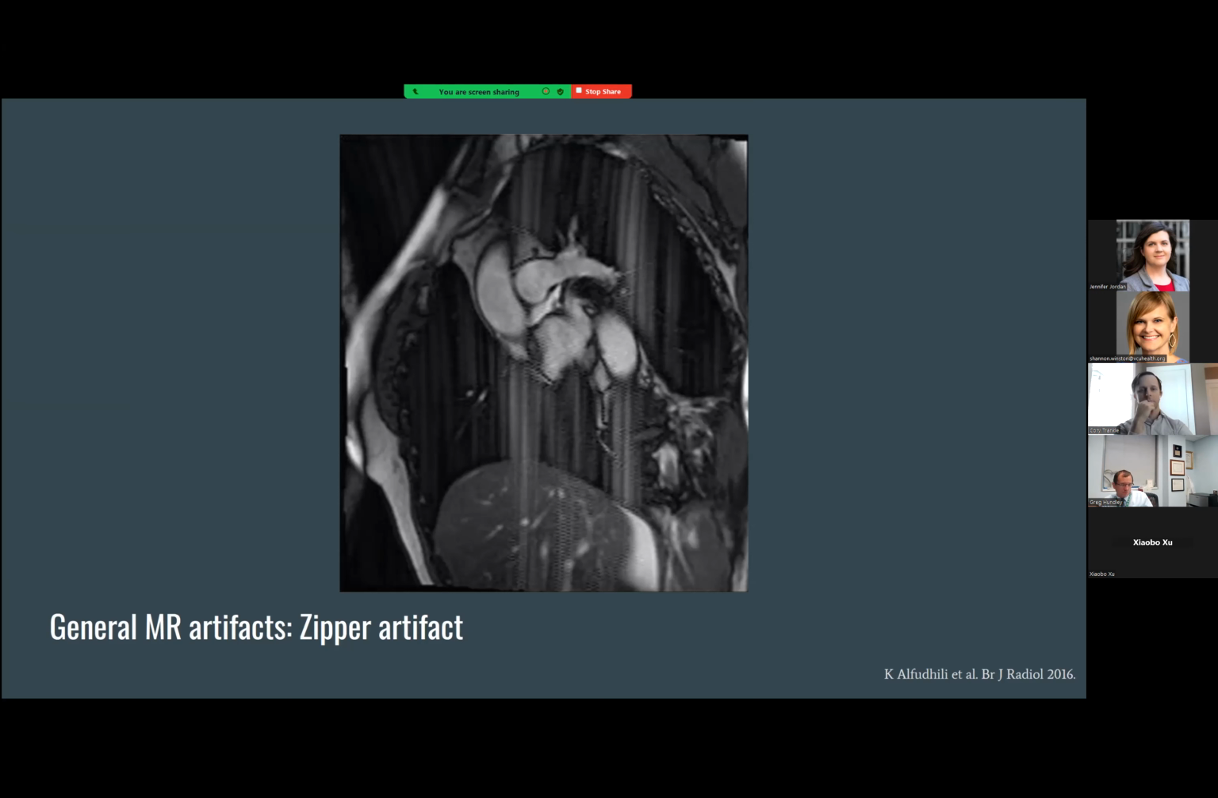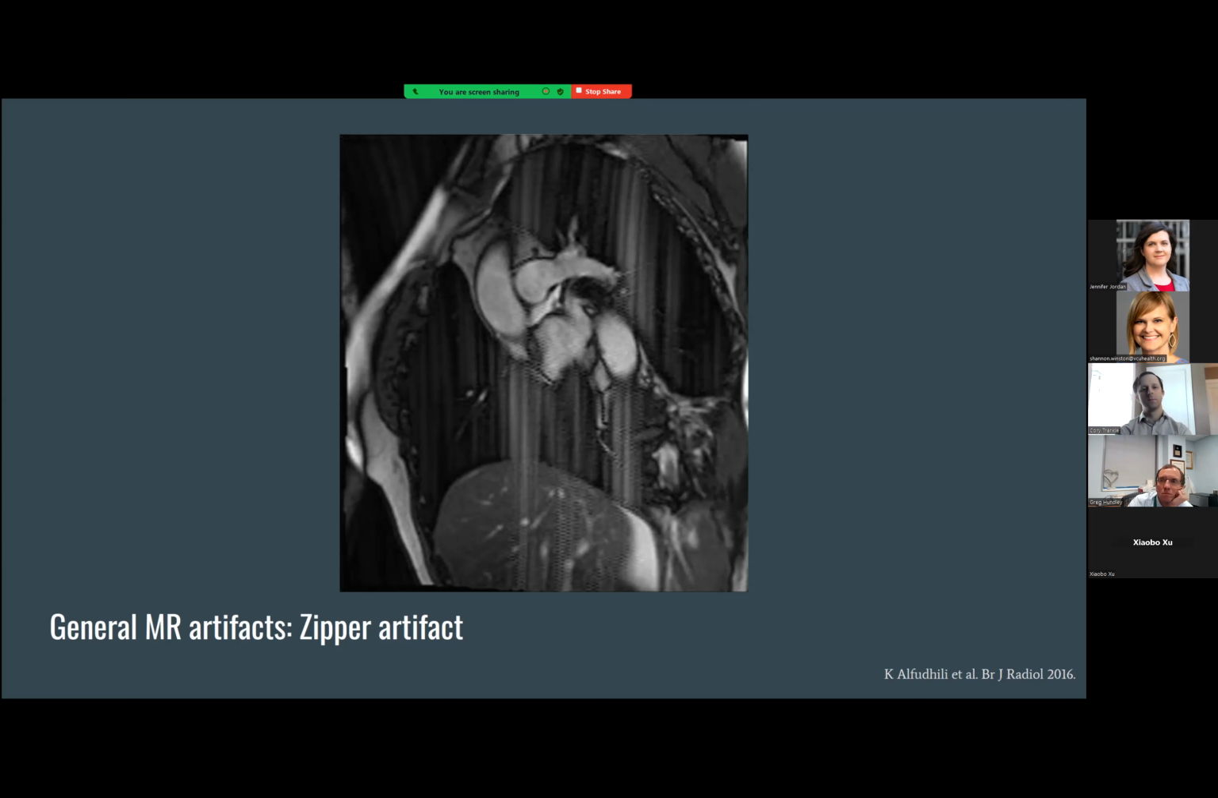The zipper artifact presents as lines like you see here, and that's due to electronic noise that's extending perpendicular to the frequency encoding direction. In this particular example, we have some interference of RF frequency, and they were able to determine that for this scanner, there was actually a defective light that was emitting some RF frequency and getting into all the images.